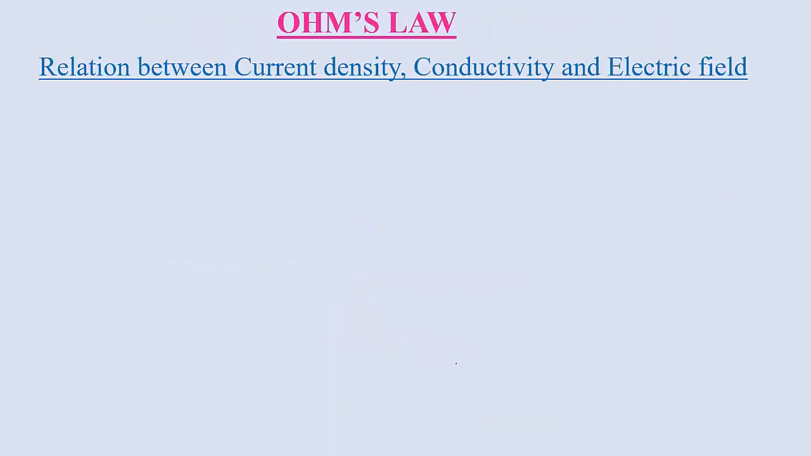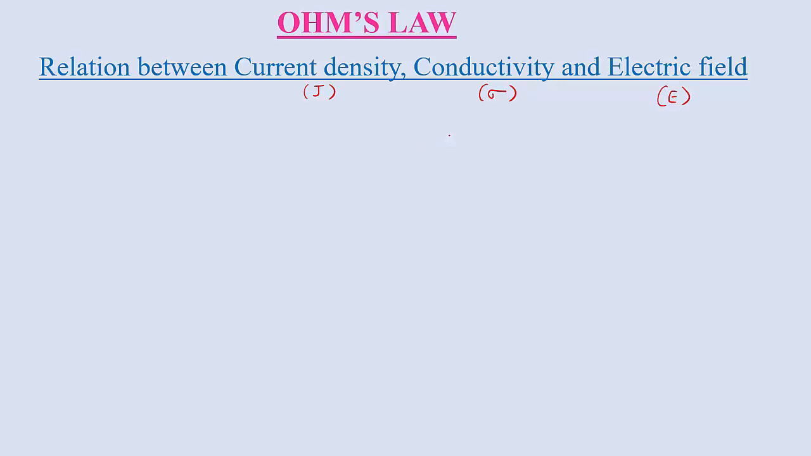Now, we already studied Ohm's law. Here I am going to derive the relation between current density, conductivity and electric field. All these three terms we have studied. Current density is denoted by J. Conductivity is denoted by sigma. Electric field is denoted by E.